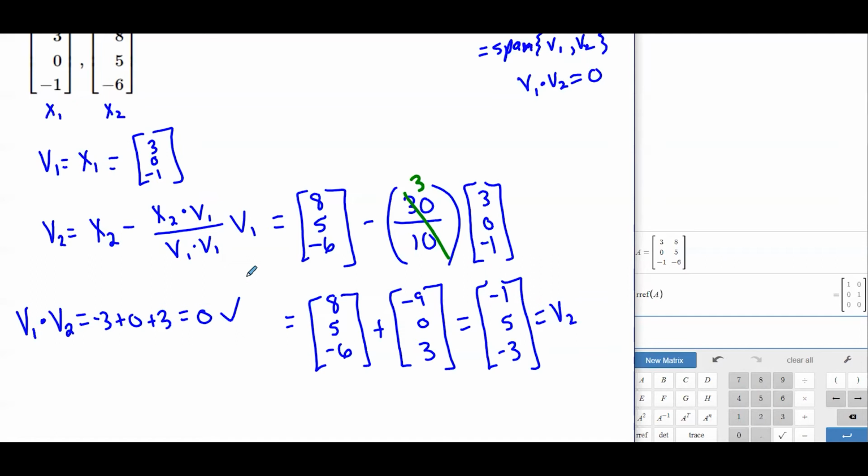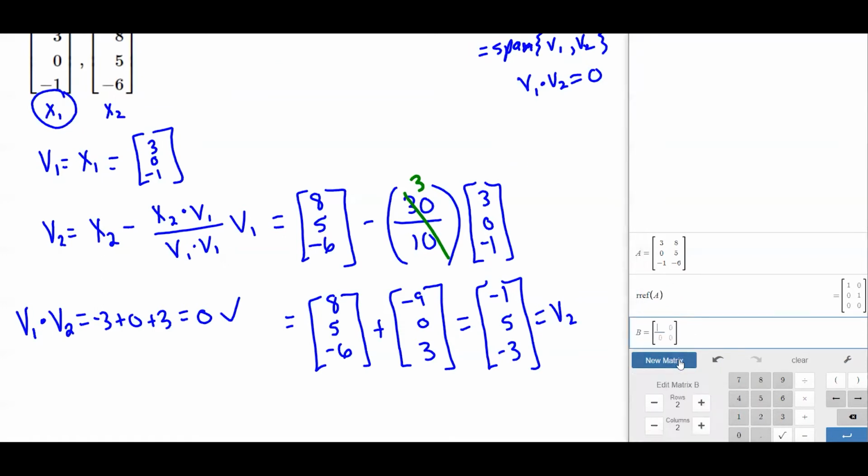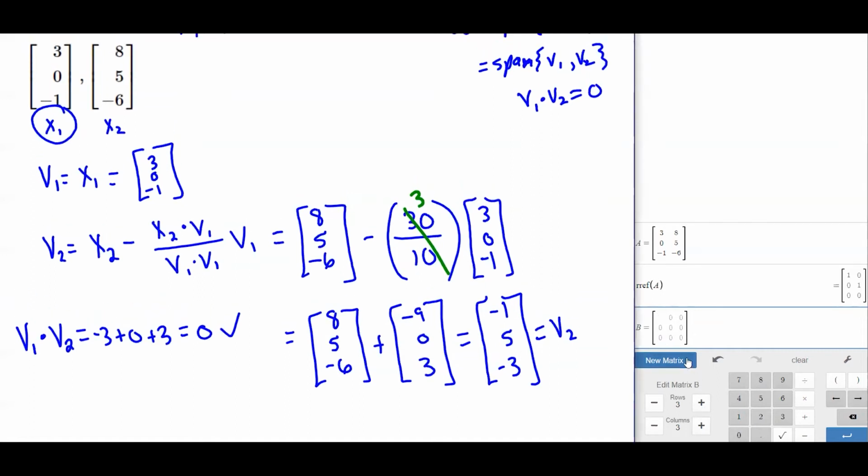We also need both of these vectors to be in the subspace. I know x1 is, because the span of x1 and x2 includes x1. I need to make sure that the span of v1 and v2 is also the same thing as the span of x1 and x2. So what I'm going to do is make a matrix with x1 and x2 as the first columns, and I'm going to make v2 the third column.